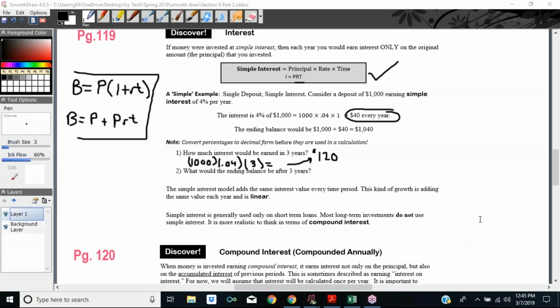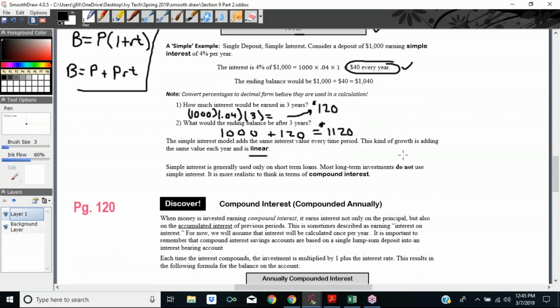So now we're going to take the principal, the beginning amount, plus the interest earned after 3 years, and that will be the new balance. So notice with simple interest, we're just getting that $40. We're just adding it each year. And because we're adding the same amount each year, that is a linear model. Remember way back in the beginning of class today, we talked about adding $100 each year, and it was a linear model. So adding $40 every year is a linear model.